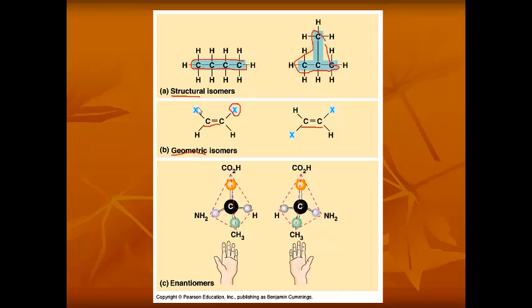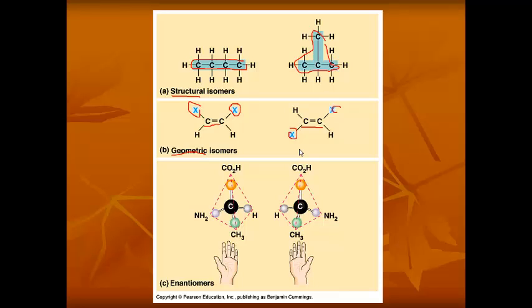In this first geometric isomer, both functional groups are on the same side as a double bond. We call this the cis formation, CIS. When the functional groups are on opposite sides of a double bond, we call this the trans formation. When you hear words like trans fats, a trans fat has the functional groups, the hydrogens, on opposite sides of a double bond.